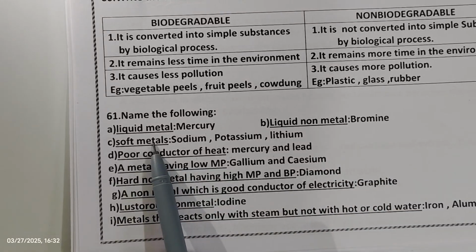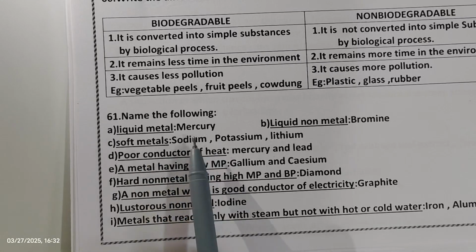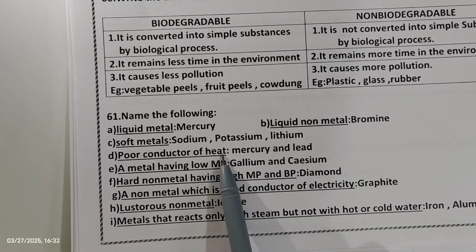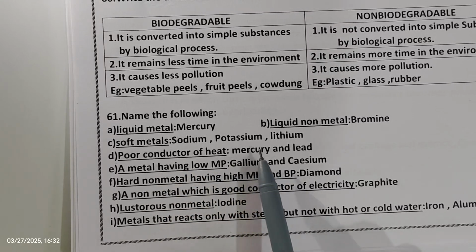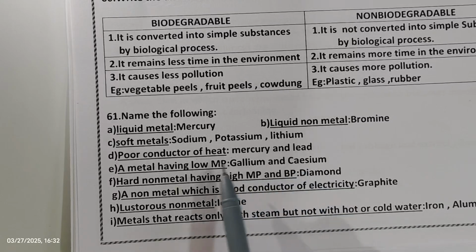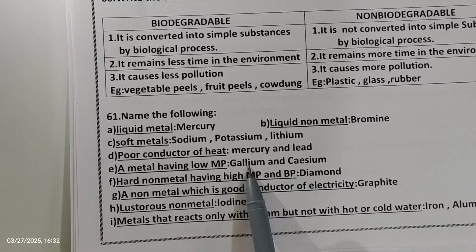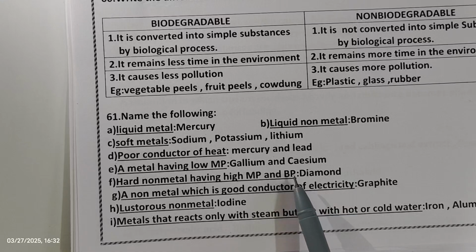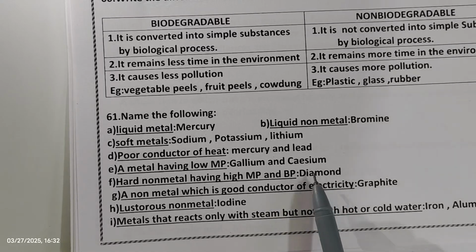Then soft metals. Soft metals are sodium, potassium, and lithium. Then poor conductors of heat: mercury and lead are poor conductors of heat. Then a metal having low melting point: gallium and cesium. Hard non-metal having high melting and boiling point: that is diamond. Diamond is a non-metal with high melting point and boiling point.